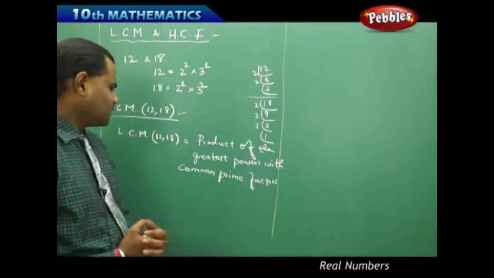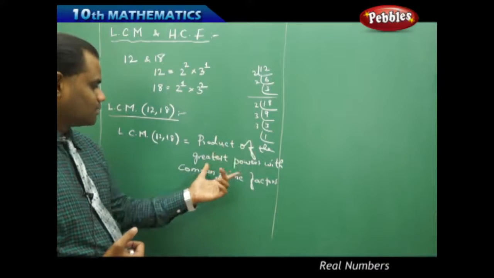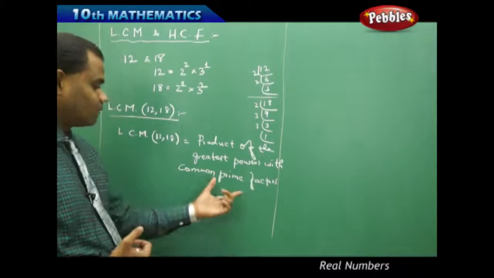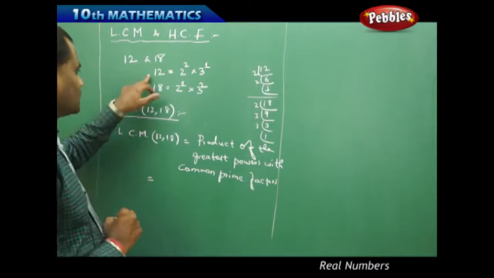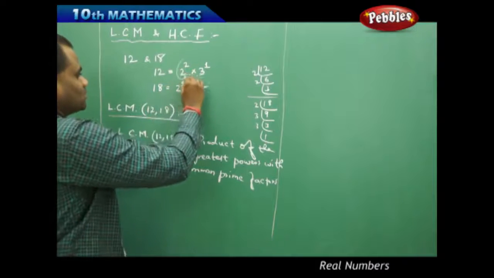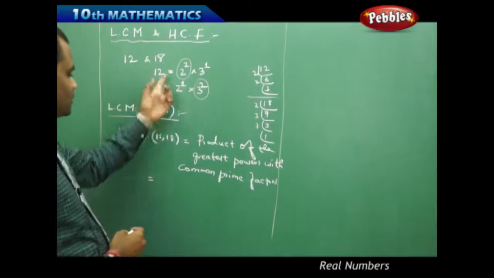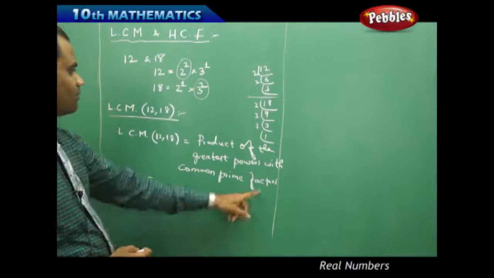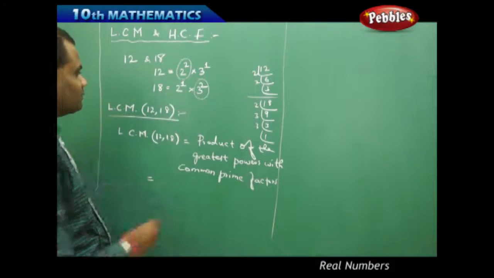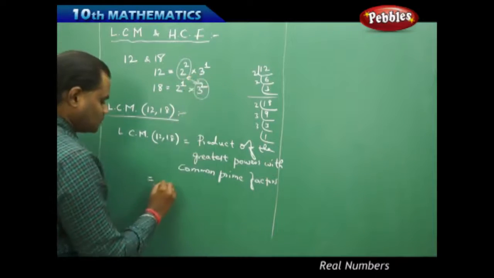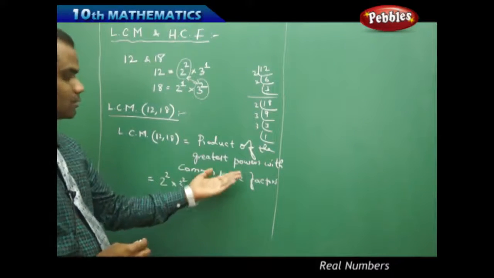So let's see how we can simplify the LCM of 12 and 18 using this method of identifying the greatest powers with common prime factors and then multiplying them. In this case of 12 and 18, I identify that the greatest power here is 2 power 2 and the greatest power here is 3 power 2. Therefore, I take the product of the greatest powers with common prime factors, 2 square and 3 square, which I'm going to multiply as 2 square times 3 square, using the statement out here.